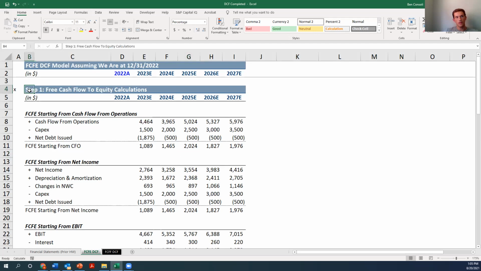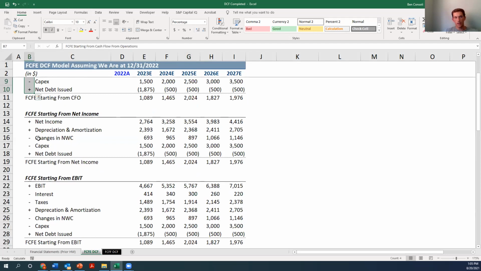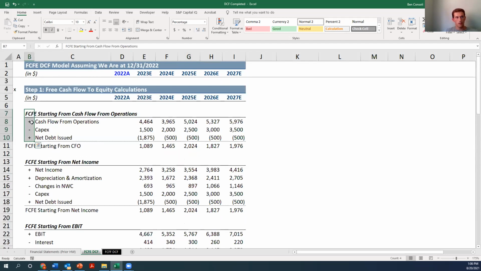So free cash flow to equity calculations. So like we talked about, there's an easy way to get to free cash flow to equity just directly from the cash flow from operations. But there's also a couple other formulas that you guys should know how to get to free cash flow to equity from net income as well as EBIT. So we'll start with free cash flow from operations.